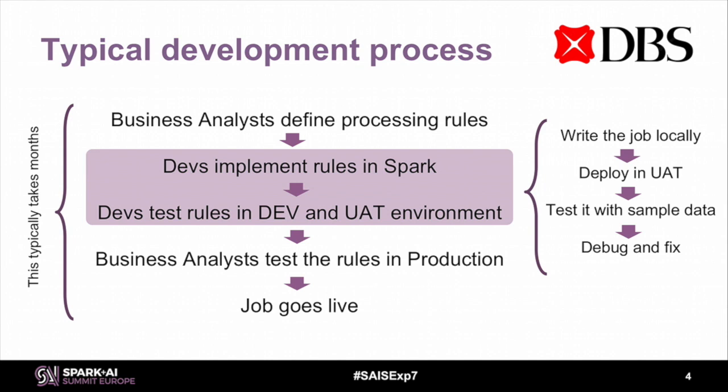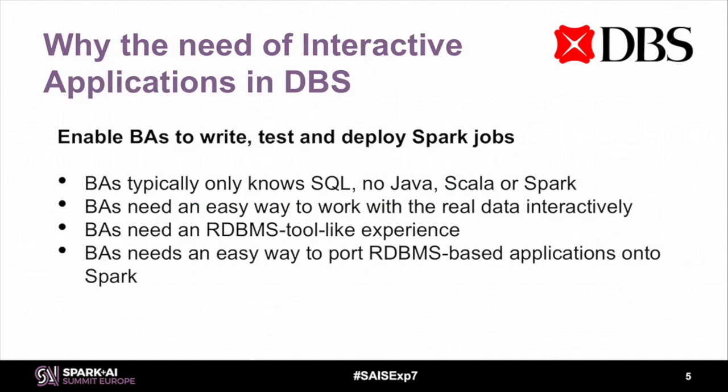So what if we have an interactive way of validating your results? That's what we will address. So the business analyst tests the rules in production, and the job goes live. This is the typical development process that we follow, but what changes are we bringing in? We want to enable the BAs to write, test, and deploy Spark jobs. They don't need to code anything, they just need to configure some rules, or they need to know how SQL works. So a BA needs an easy way to work with the real data interactively.